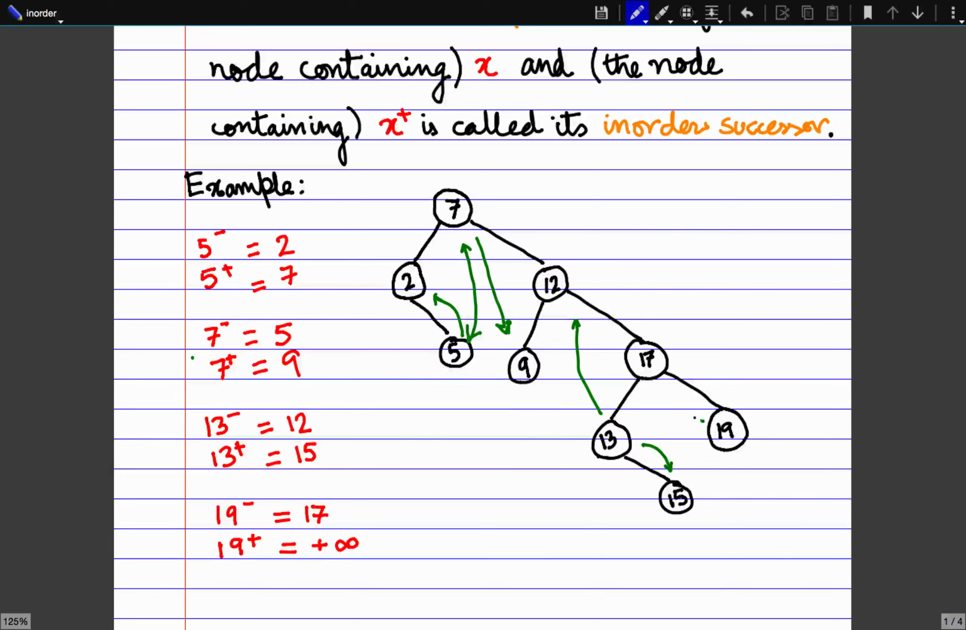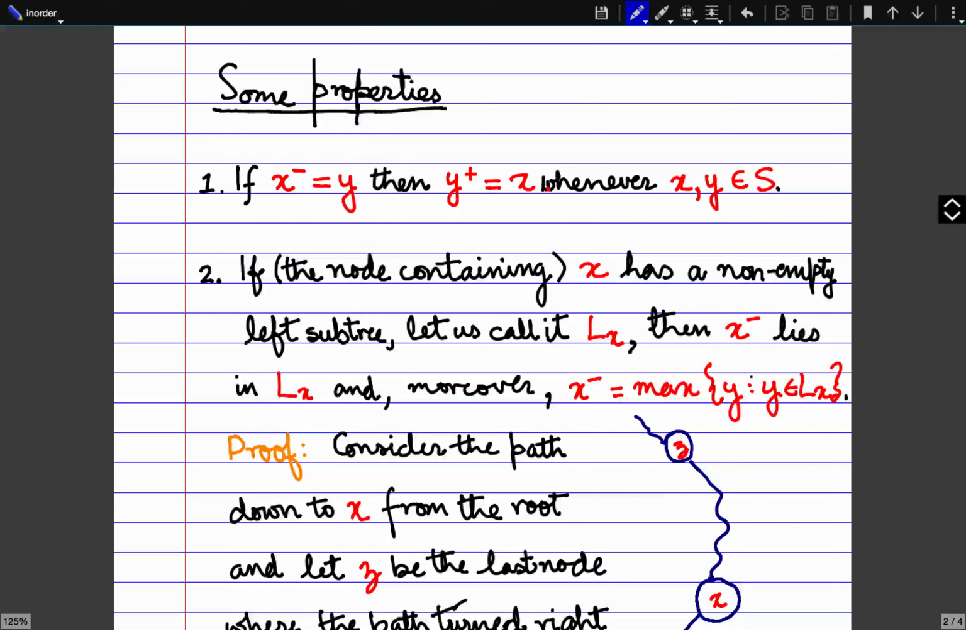19 minus is 17, which lies above 19 in the tree, and 19 plus is plus infinity, which does not lie in the tree at all, since 19 is actually the largest element in this set. So now let us look at certain properties of the in-order successor and in-order predecessor, which will help us locate these elements in the tree.